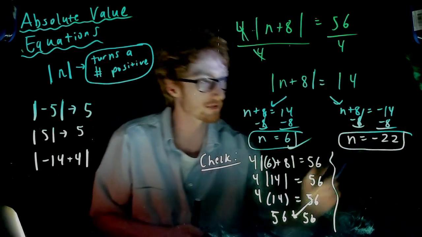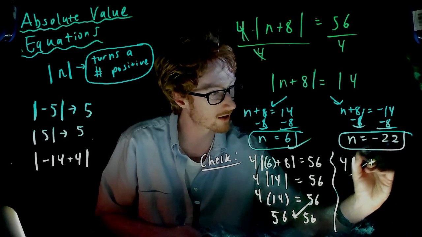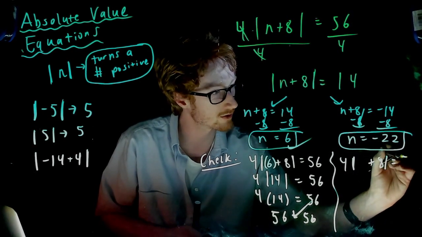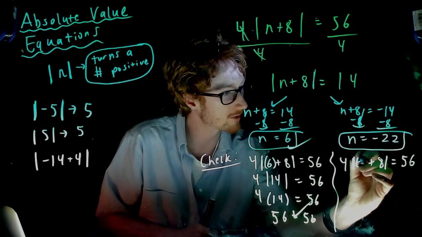Now let's do this one over here. Let's do the negative 22 just to prove this right, okay? So again, I'm going to basically just write down our original equation here. You can also do this one up here, but I like to do the original one just to prove a point. And I'll plug in negative 22 into here.